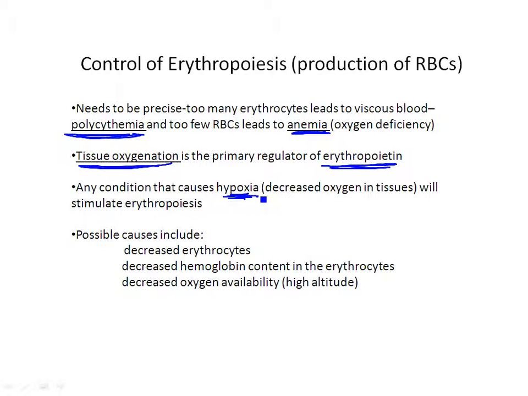If you're not making enough hemoglobin, let's say you have an iron deficiency and you're not creating proper hemoglobin, so you're not able to carry oxygen the way you should, that's also going to cause you to make more red blood cells, because your body is saying we're not getting this tissue oxygenated well enough, we've got to make more red blood cells.